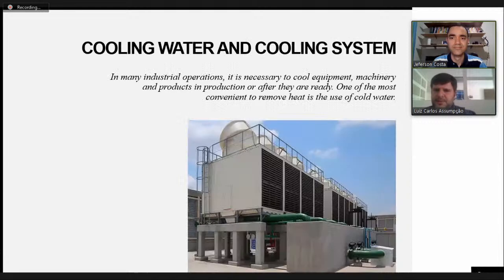Another system we can talk about is the cooling water system. In many industrial operations, it's necessary to cool equipment, machinery, and products in production or after they are ready. One of the most convenient ways to remove heat is the use of cooled water. So we have a lot of processes and equipment that need this cooling water available to guarantee the safety of the process, the quality of the products, and the reactions that are happening inside the equipment. So we have a lot of uses of this cooling water.